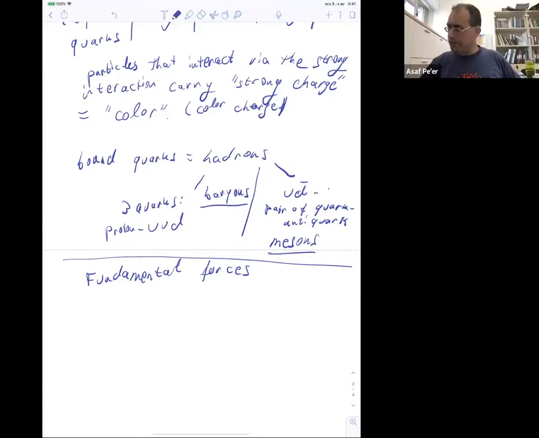This is a pion. This is a pion plus because the charge will be positive. All right, fundamental forces. Actually, there is a minus sign, but this is some convention, strange convention.